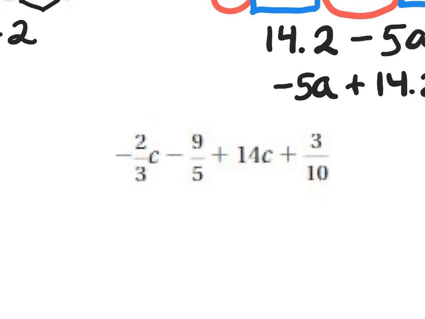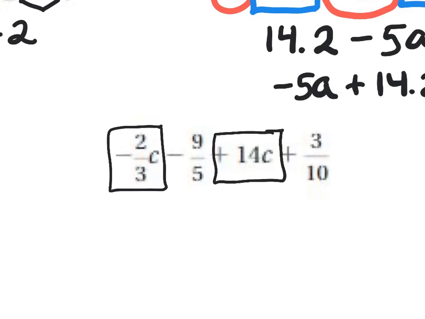And our last problem has more fractions. Here I see that I've got a negative 2/3 c and the only other c is a positive 14c. So this one's kind of nice because you can think to yourself, they're different signs, so I subtract. So think 14 minus 2/3. Well, there's 3/3 in a whole, so I'm not down to 13 yet, I'm just down to 13 1/3, right? I'm just taking away 2/3. So I would say 13 1/3 c.